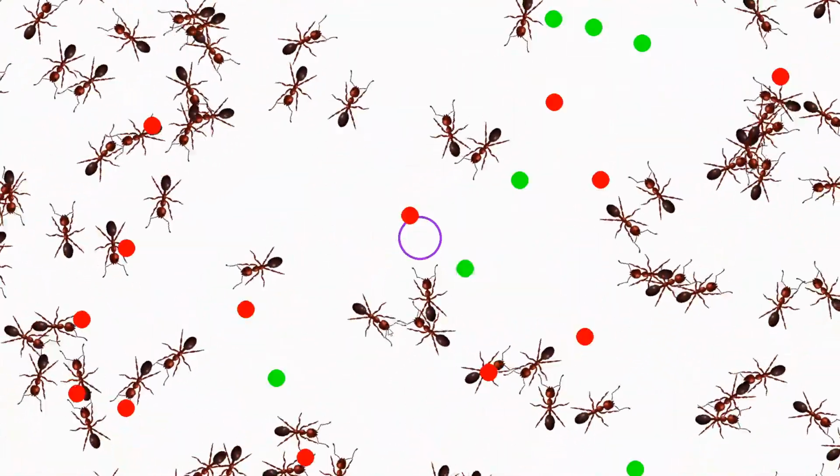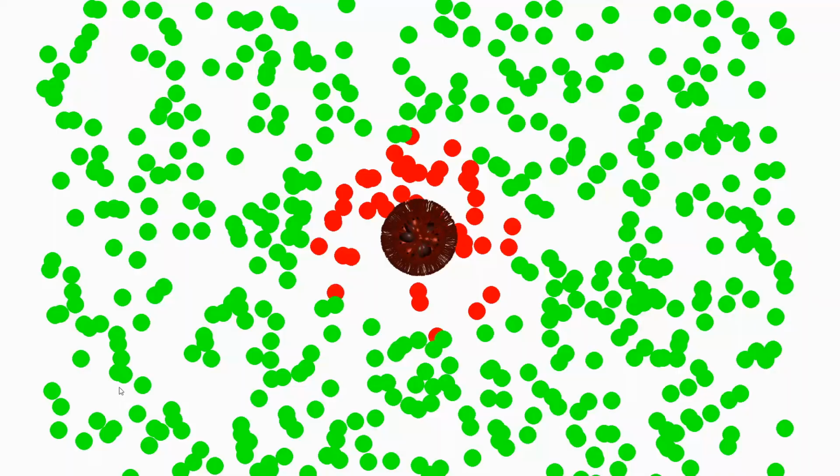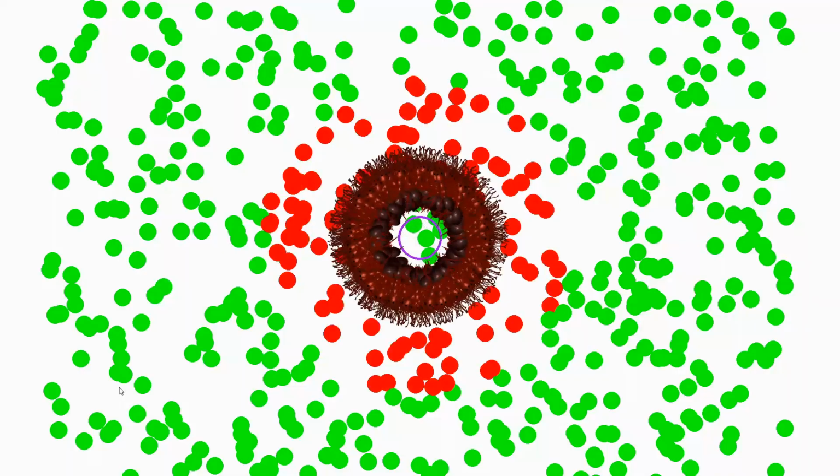These ants look pretty good. So now I bump it up to 500 ants, 500 food. Let's see how that looks. Once again, not good. This is unacceptably slow. So this is the problem.